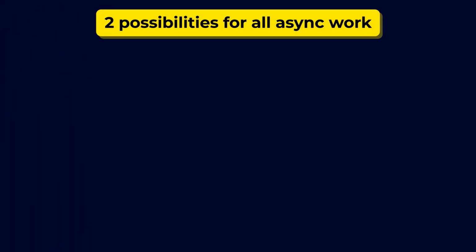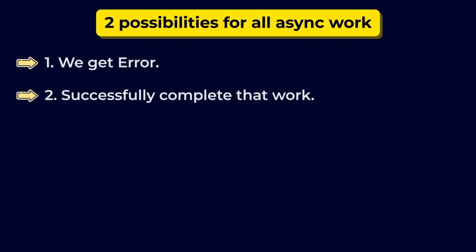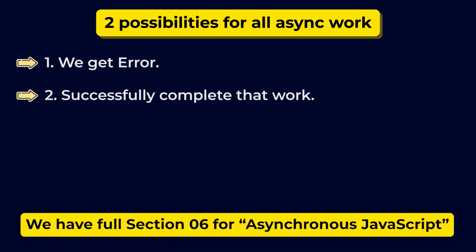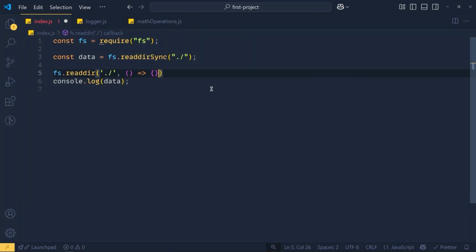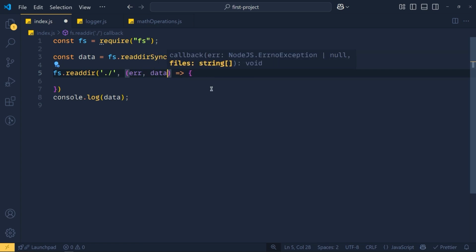Now there are two possibilities for all asynchronous work. We get an error or we successfully complete that work. I know this is a little bit confusing if you are dealing with asynchronous work for the first time. But don't worry, in the upcoming sections I have a complete section for asynchronous JavaScript, so you will learn all this in depth. Now in this function, at the first position we get the error, and at the second parameter we get our data. So if we get an error, then we get null in the data, and if we get our data, then we get null in the error.